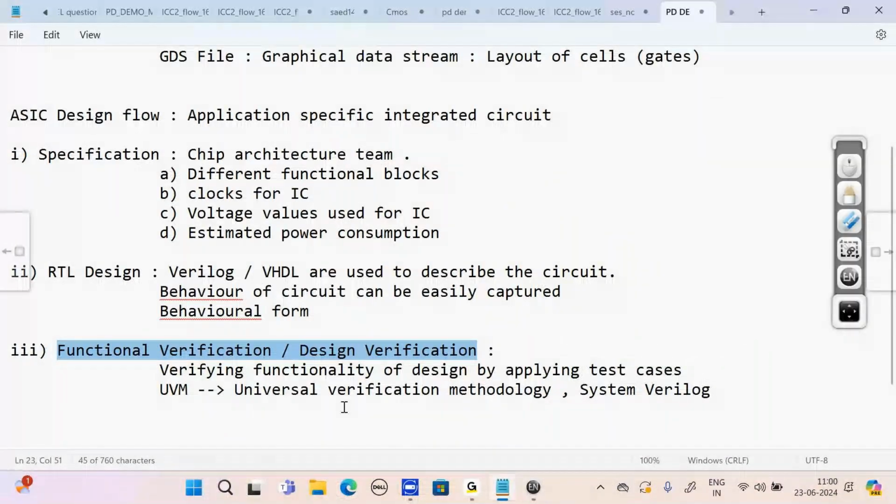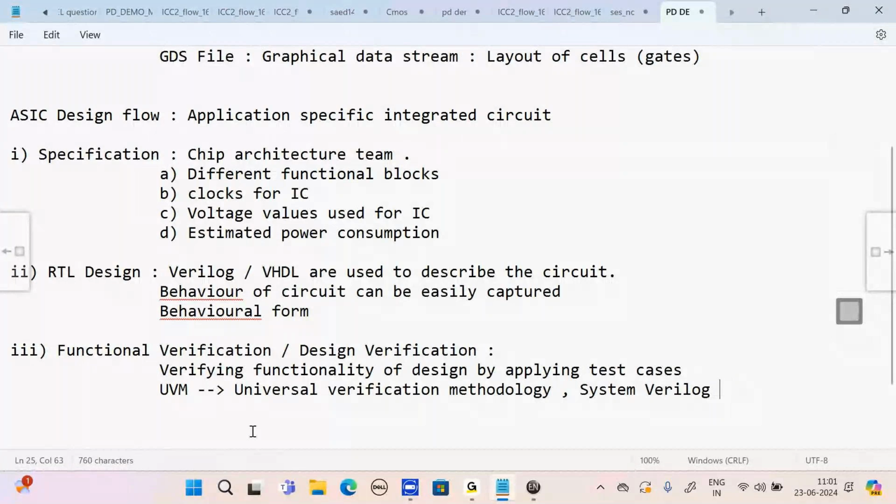UVM tells how to apply test cases for bigger designs: what you have to look out for, what type of test cases you have to select. System Verilog is a programming language used to do design verification. It is a combination of Verilog and C++. Both together are called System Verilog.